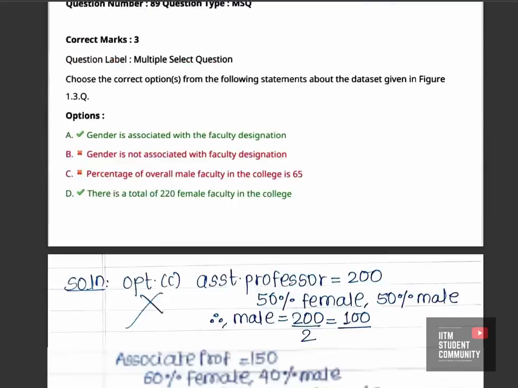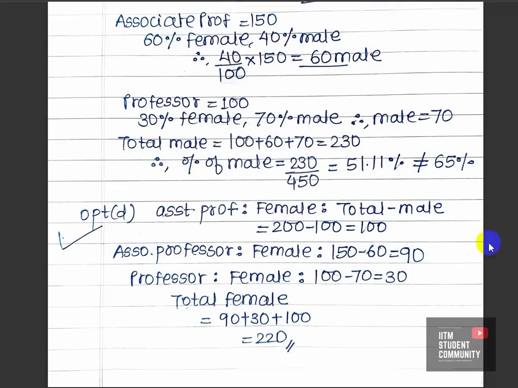They have asked for the percentage. So if we see, the total percentage of male is 51.11%, which is not equal to 65%, so option C gets eliminated. Now coming to the total number of females: assistant professor females are 100, associate professors are 90, professors are 30. So when we add the total females, they turn out to be 220. So yes, option D is correct. Thank you so much.